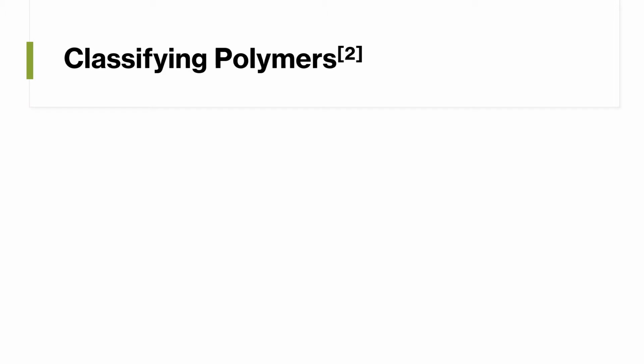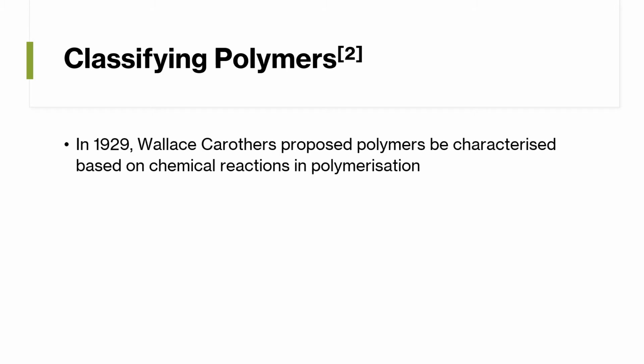There are several ways of classifying polymers, the first of which I'll be talking about was first suggested by Wallace Carothers. In 1929, he proposed that polymers should be classified based on the chemical reactions employed in polymerization, which is what you may already be familiar with. He sorted polymers into condensation and addition polymers.